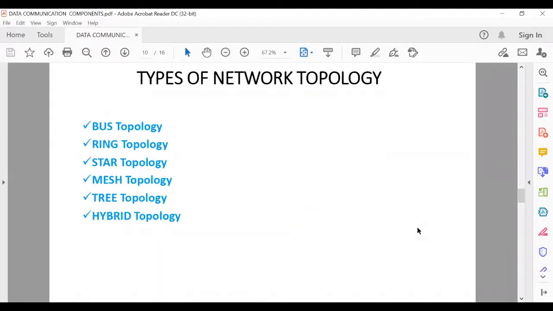Now next is the types of network topology. Network topology is the schematic description of a network arrangement connecting various nodes. Nodes means the sender and the receiver. The arrangement of nodes connected through lines is one type of topology, or network arrangement. There are lots of topologies, like bus topology, ring topology, star topology, mesh topology, tree topology, hybrid topology, etc. I will discuss them one by one.